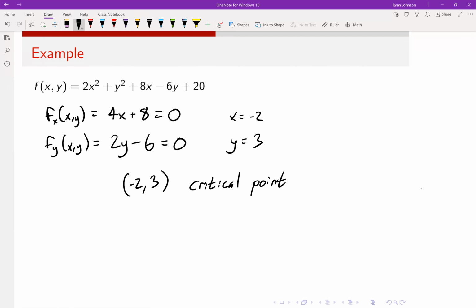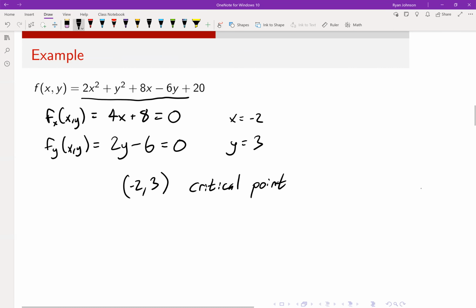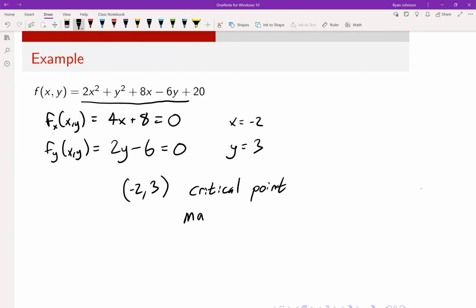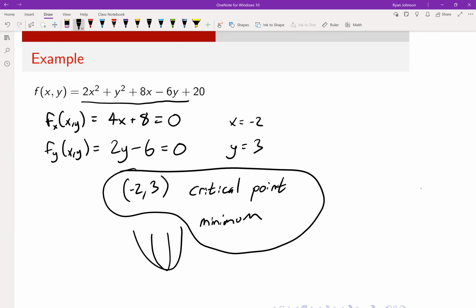And then we'll learn a little bit later how to know if this is a maximum or minimum. In this case, this is a parabolic hill, so it is indeed a maximum. Wait, yeah, it's a parabolic valley because it's going up in both directions. So then it's a minimum. Okay. All right, now let's do a slightly harder one.